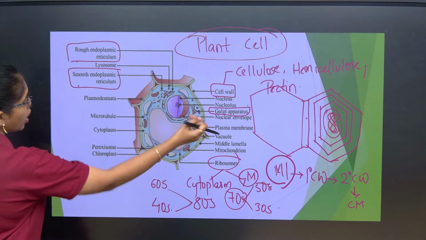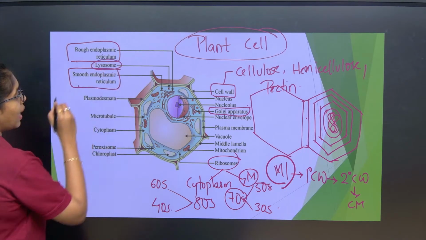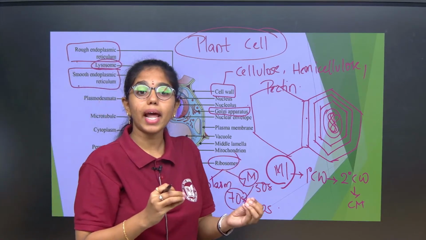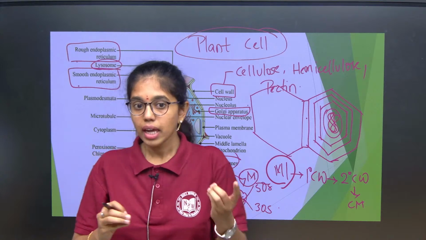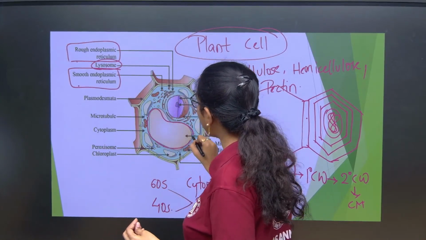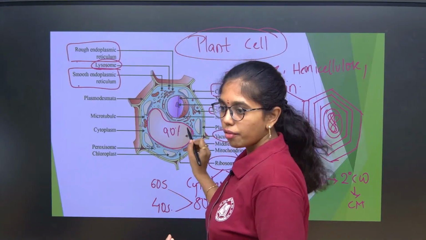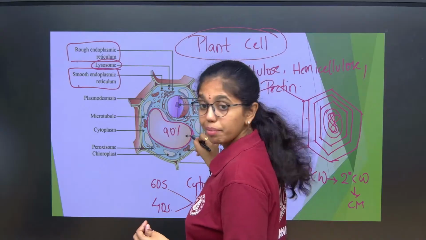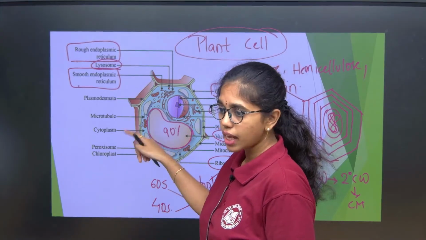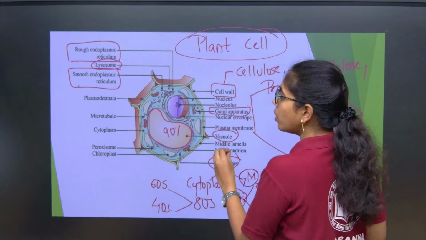Next, after Golgi bodies, what do you see? Lysosomes, whose pH is very low and which are rich in hydrolytic enzymes. Fine. Next, after that, the vacuole. 90% of the plant cell volume is occupied by what? Vacuole. The vacuole is surrounded by a single membrane. What is that? Tonoplast. So, this is about the vacuole.